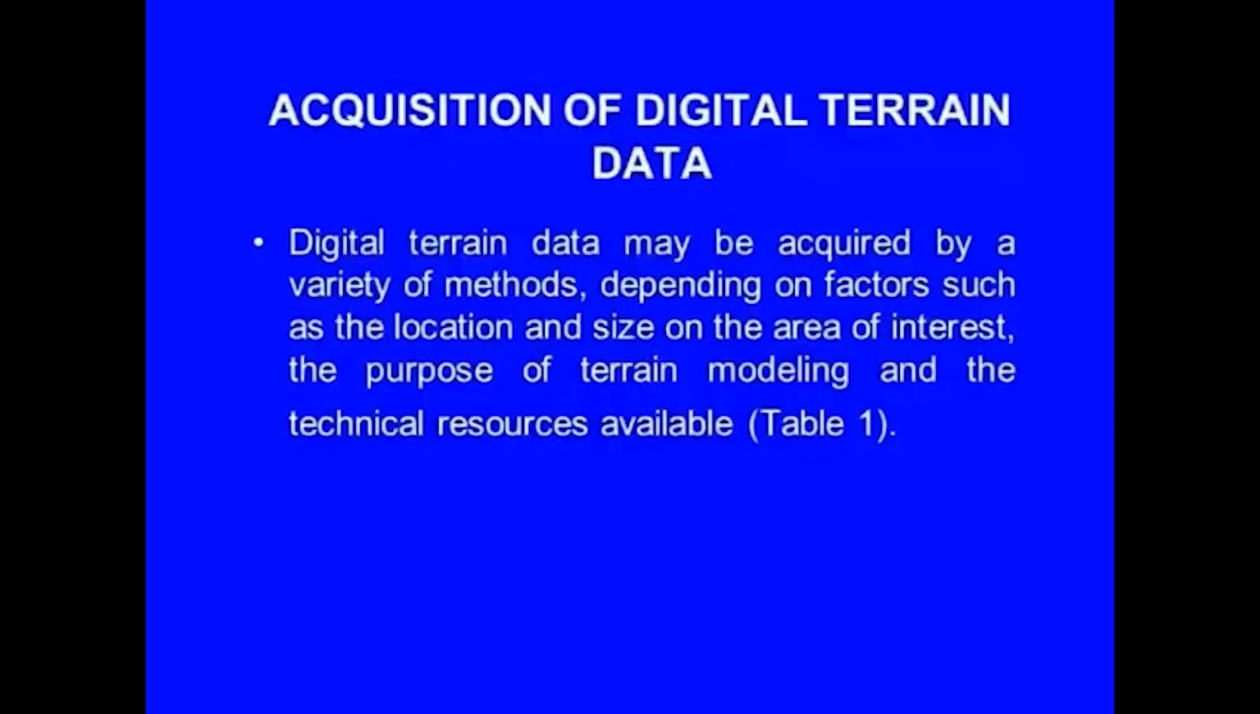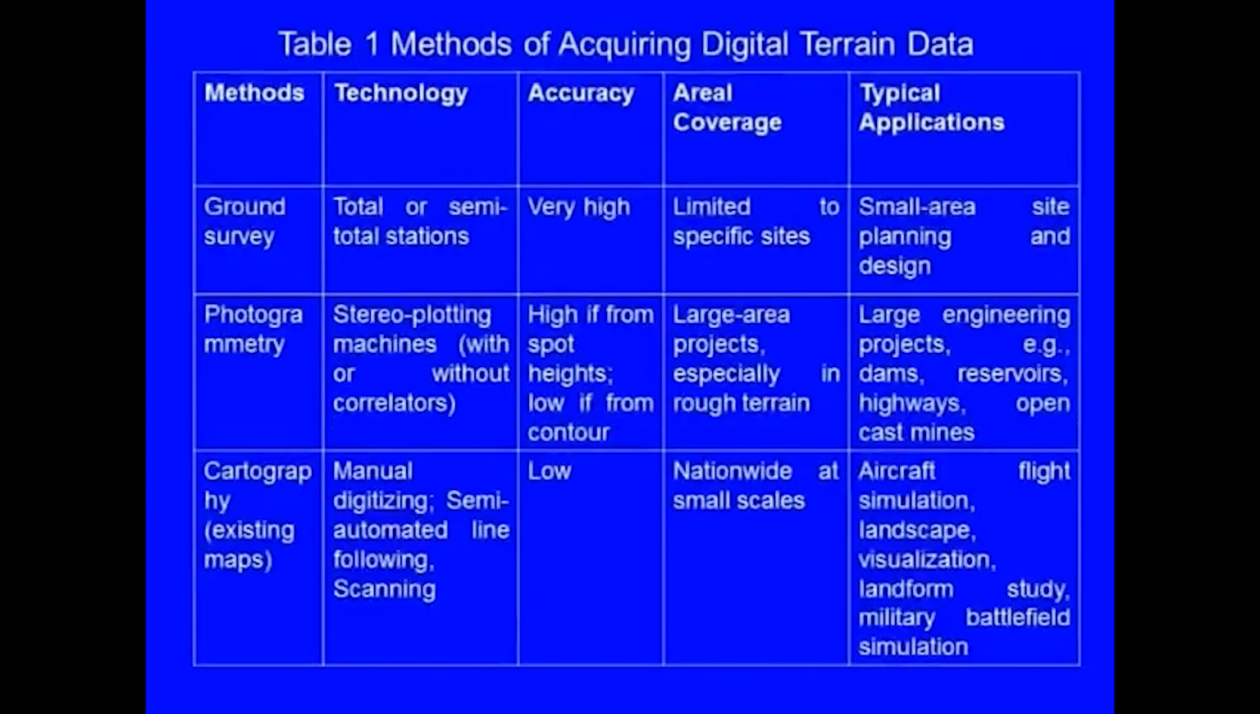Digital terrain data may be acquired by a variety of methods depending on factors such as location and the size of the area of interest, the purpose of terrain modeling and the technical resources available. The next table, as a matter of fact, provides brief information regarding the various methods of acquiring digital terrain data along with the appropriate technology, the accuracy with which the data can be collected, the extent of area coverage and the typical examples.